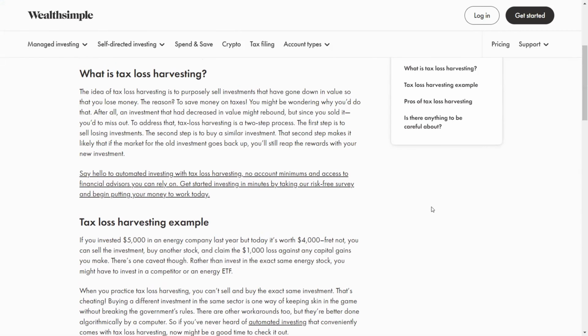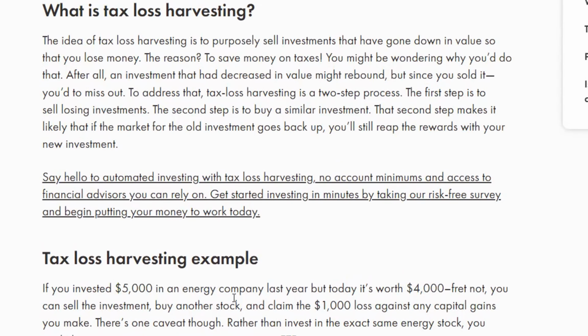Just to illustrate how tax loss harvesting works with an example, let's say you invested $5,000 in an energy company during this year, and the value of that stock has now dropped from the $5,000 that you spent on it to only $4,000. In other words, you have an unrealized loss of $1,000. If you decide to sell your entire holding in this example, you would have a realized loss of $1,000 on your initial investment.